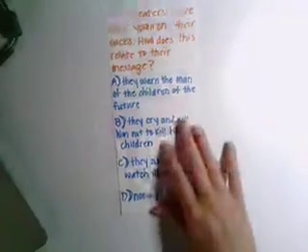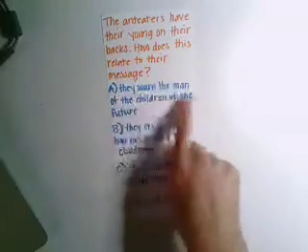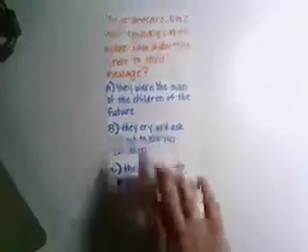Okay, the correct answer was A. They warn the man of the children of the future. Let's go back in the book and check to see why A was the correct answer.